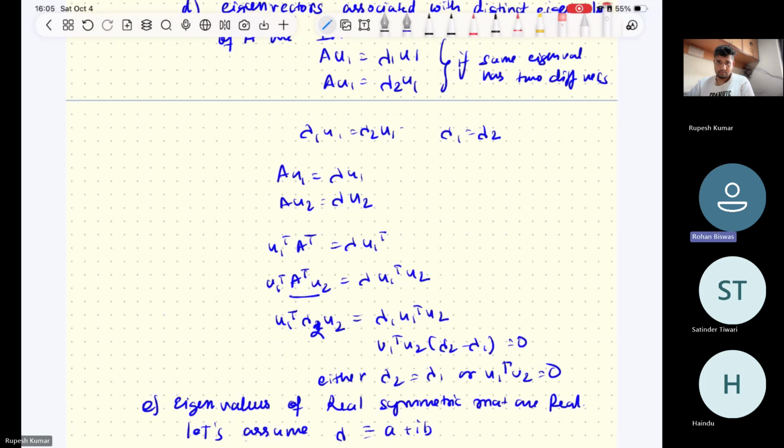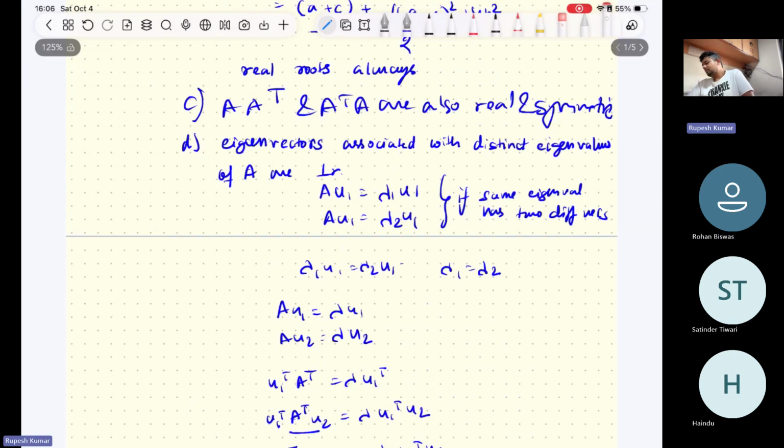Right, sir. But we can't say anything about ev1 and ev2, right? Which are coming from the same eigenspace. Yeah, they may or may not be orthogonal. Okay.